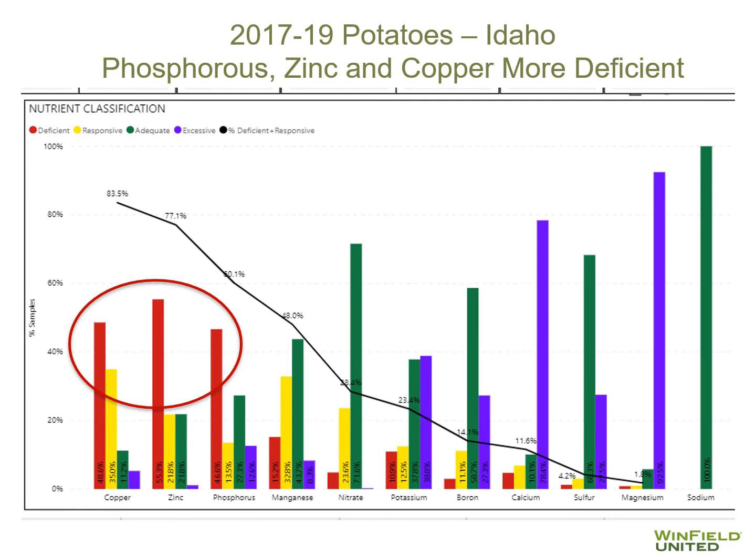So let's look at some of the hidden hungers and a couple of examples here. This first one is with potatoes. If we follow the tissue analysis over multiple years on potatoes in Idaho, we can see that the phosphorus, zinc, and copper were more deficient. So then that means that we need to do what we can to correct those deficiencies. And so this is the hidden hunger. So we need to find ways to correct it if possible.